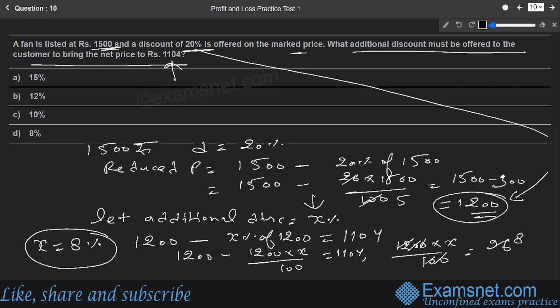So after giving a 20% discount, it is required to give 8% more discount. Then only the price of 1500 will reach 1104 that is being offered, and the right answer is 8% more discount to be given.